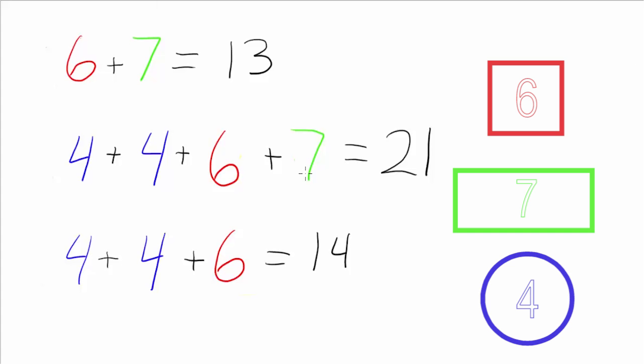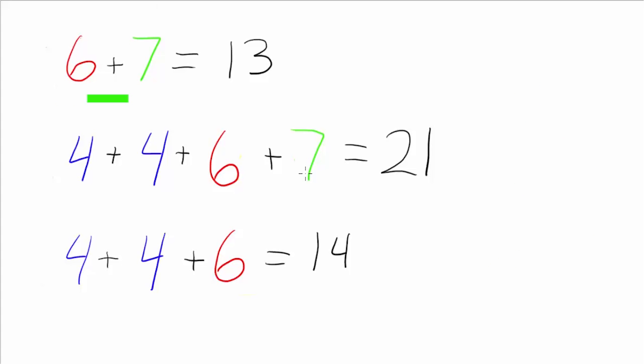We can again check our solution by replacing each variable with the weight we've calculated. 6 plus 7 equals 13, 4 plus 4 plus 6 plus 7 equals 21, and 4 plus 4 plus 6 equals 14.